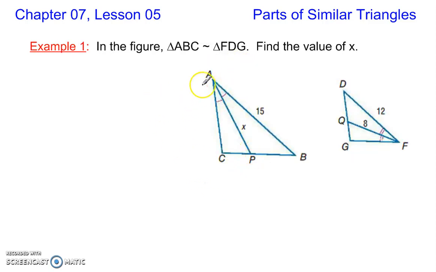Alright, so let's use that. In this case, what do we have? We have an angle bisector. Notice two congruent angles. So that means this angle bisector is proportional to this angle bisector and corresponding sides. Alright, so we can set up x to 8 is proportional to 15 to 12. Cross multiply to solve this, and then divide. X is 10.